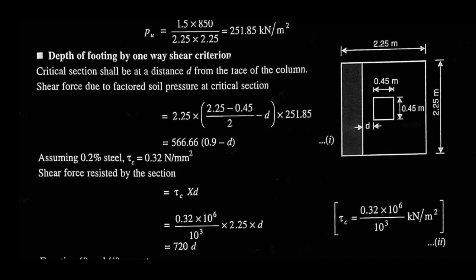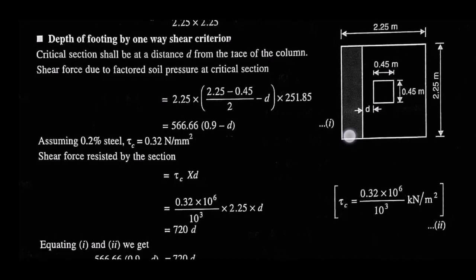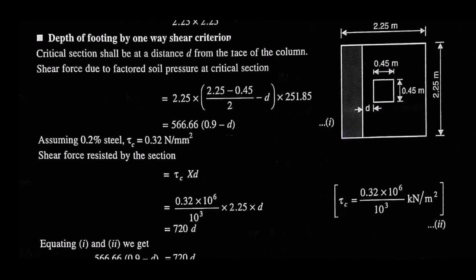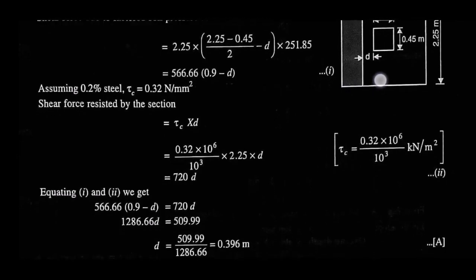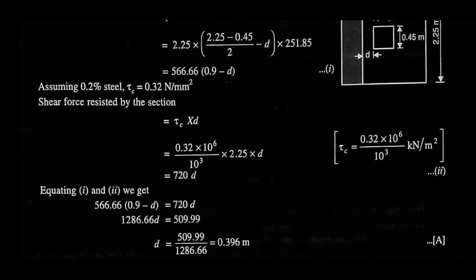Actually the value of tau c is 0.32 Newton per millimeter square. By this 0.32 into 10 to the power 6 by 10 cube, I have converted it from Newton per millimeter square to kilonewton per meter square. It will help in our calculation. So that is equal to 720 d. This is equation 2. Now we have to equate equation 1 and equation 2.